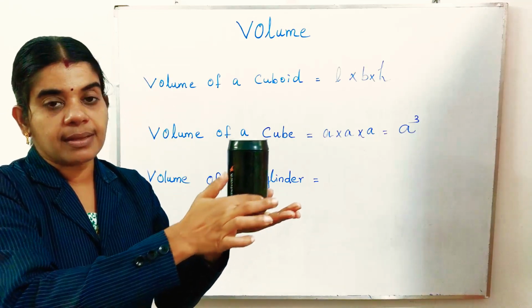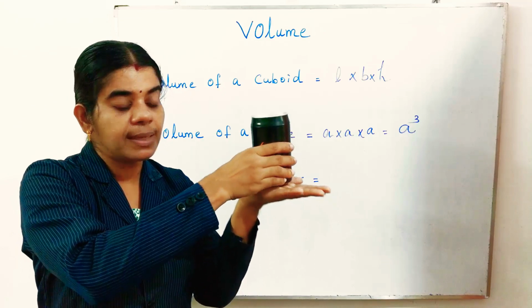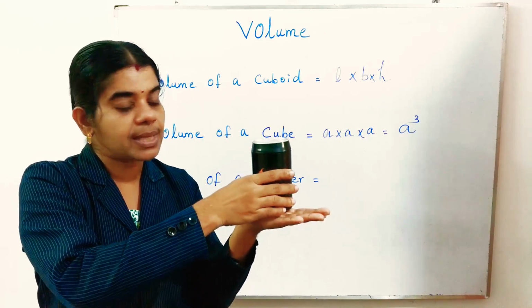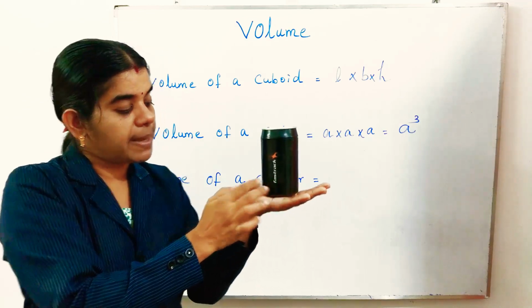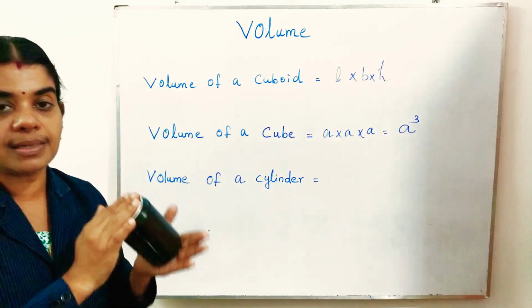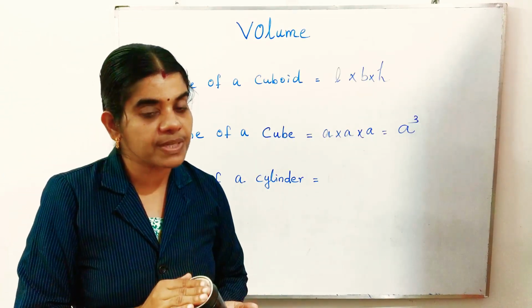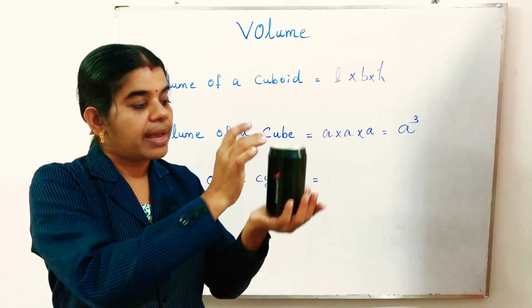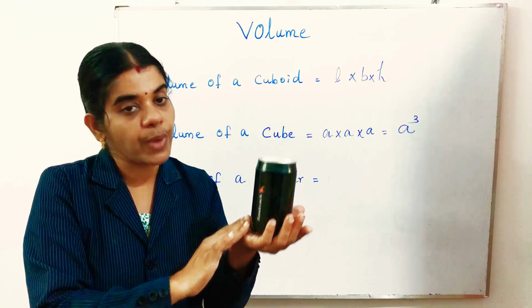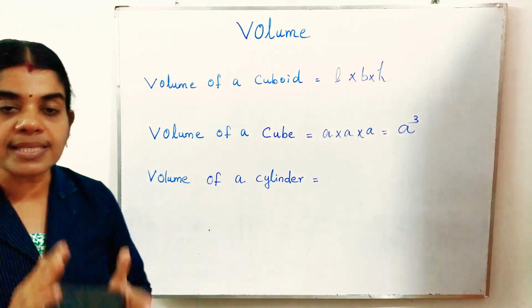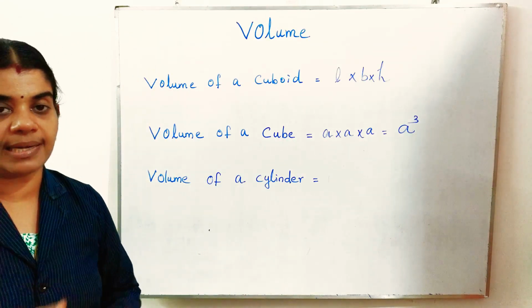Then the base area, whichever face we keep on the ground, will be its base area. The base area will be the circle shape. Then what will be the area of a circle? Pi r square. And H will be the height of the cylinder. So pi r square into H, that is pi r square H, will be the volume of a cylinder.